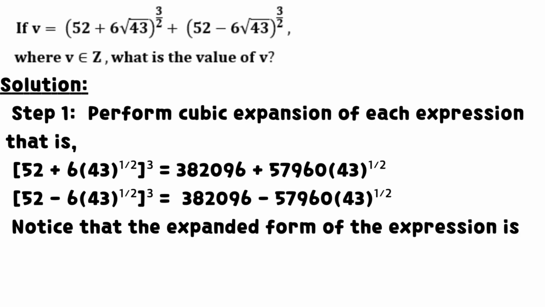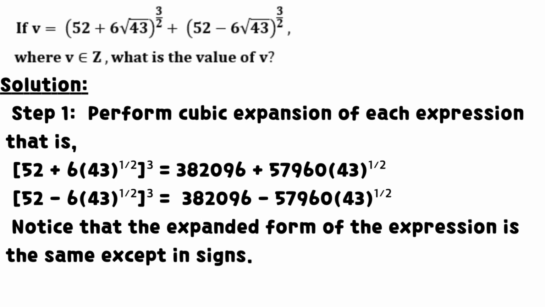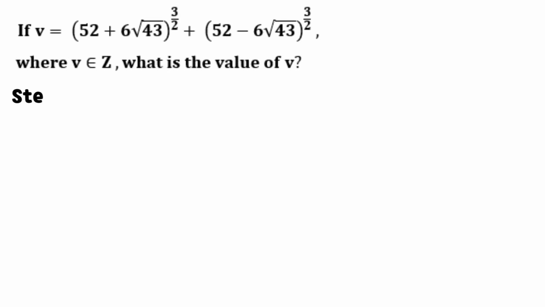Also, the cube of the difference between 52 and the product of 6 and the square root of 43 equals the difference between 382096 and the product of 57,960 and the square root of 43. Notice that the expanded form of the expression is the same except in signs.